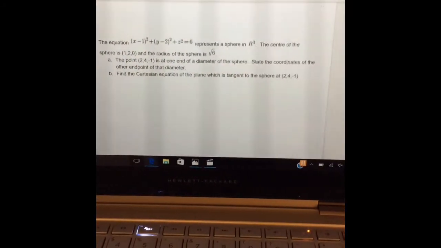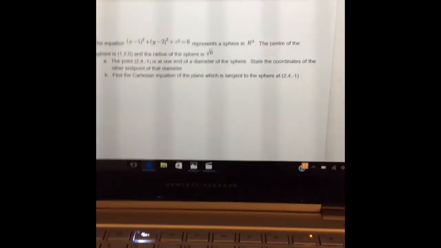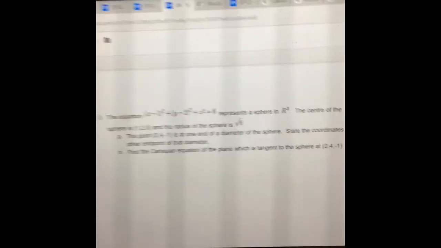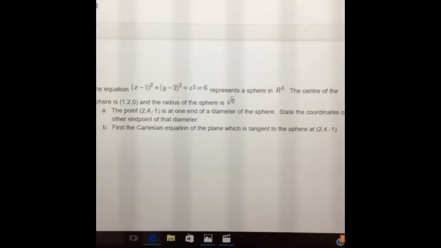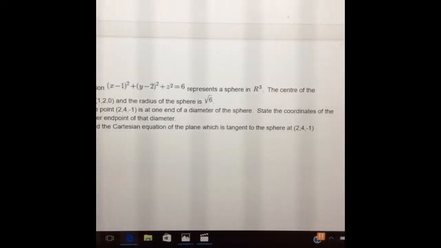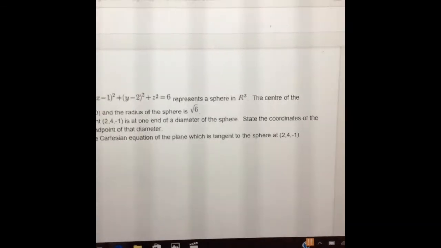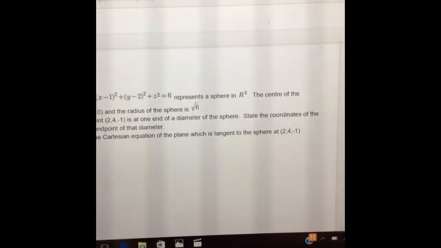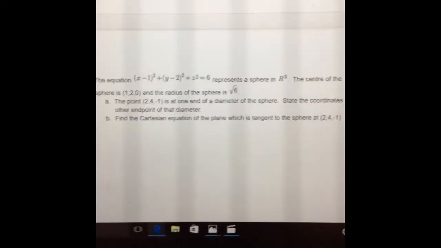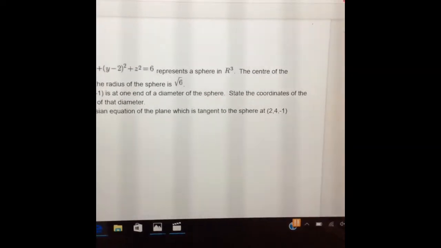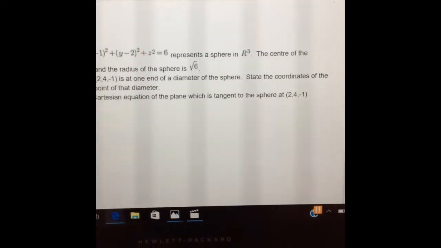So question number 3 of this assignment is kind of a new question, but it's fairly simple. As you can see, we have the equation of a sphere, and then we have the center point and the radius, as well as a point on one end of the sphere. So we need to state the coordinates on the direct opposite side. And then we need to find the Cartesian equation of a plane that is tangent to the sphere at the point 2, 4, and negative 1. So let's take a look at what we did here.